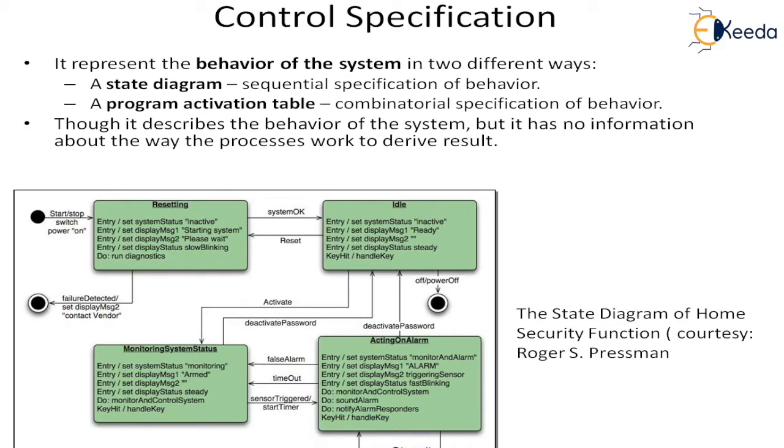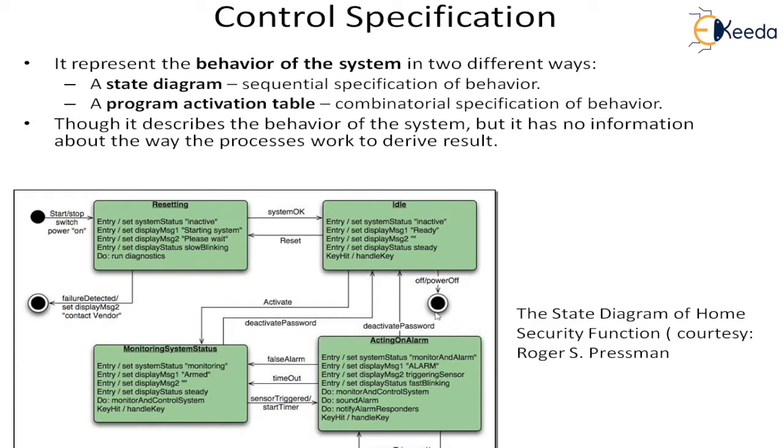Then we come to something known as a control specification. So we have seen the control chart. Now we are talking of control specification. It represents the behavior of the system in two different ways. One is a state diagram, the other is a program activation table. The state diagram again shows the sequential behavior of the system. So there will be different states, and under what condition it will enter the state, under what condition it will exit, what will be the triggers. So that is known as the state transition.